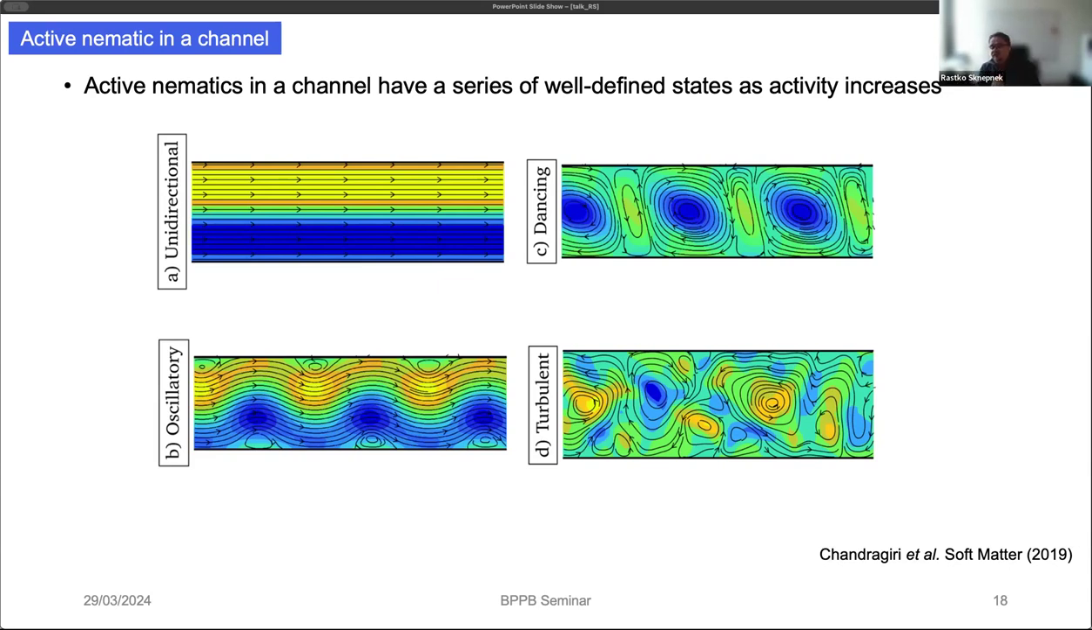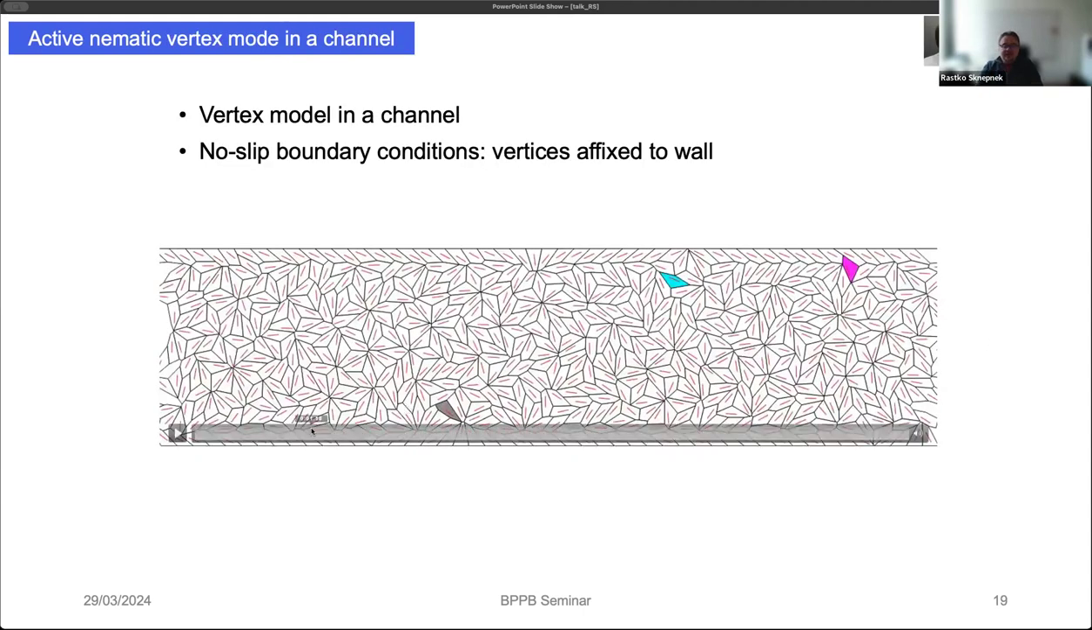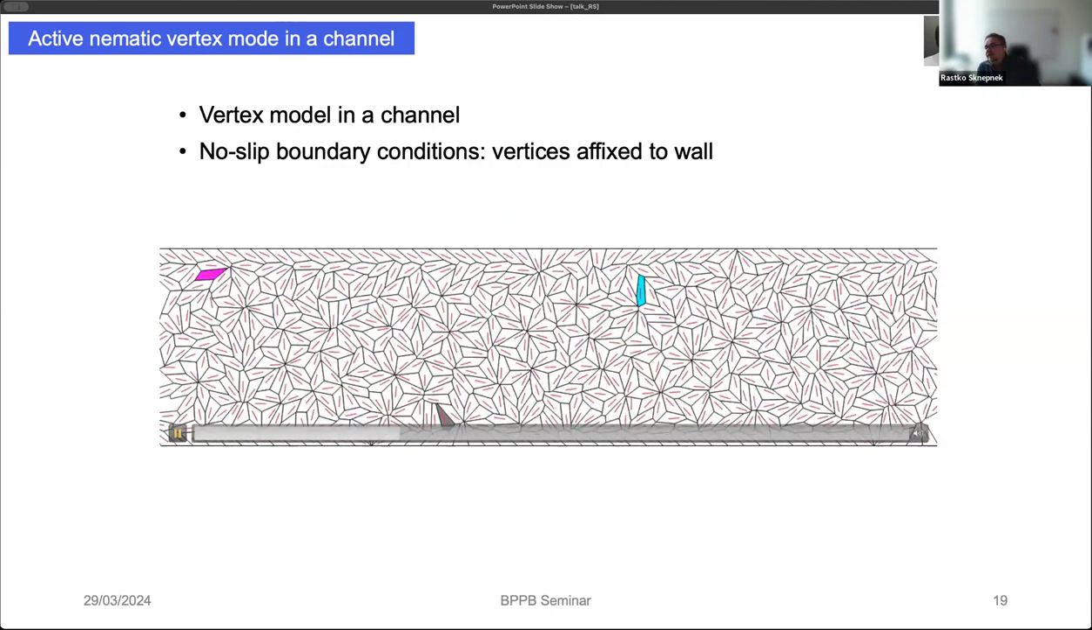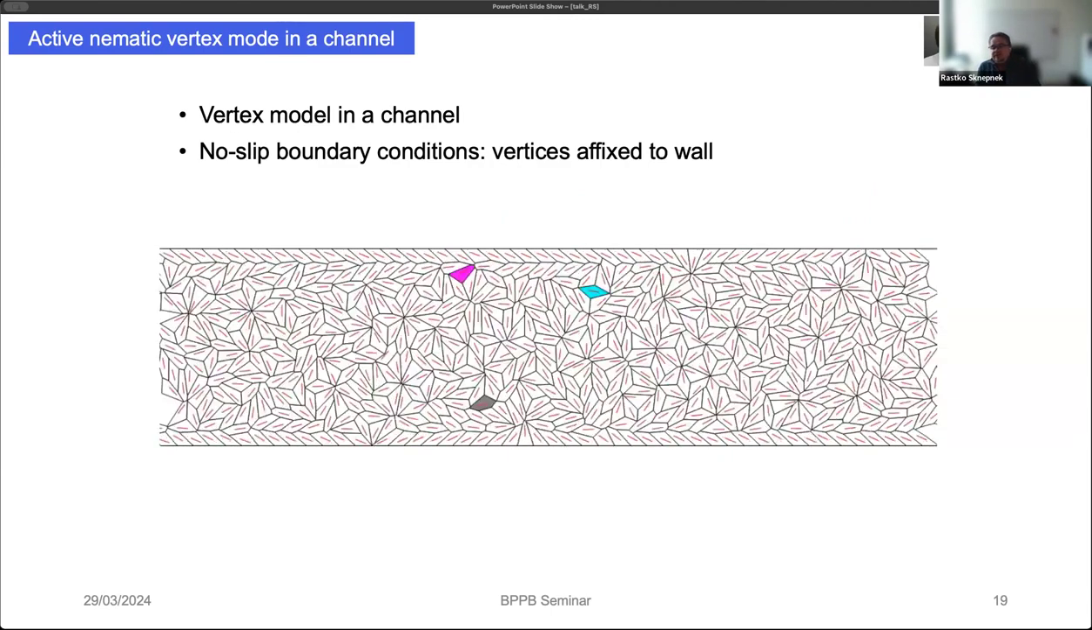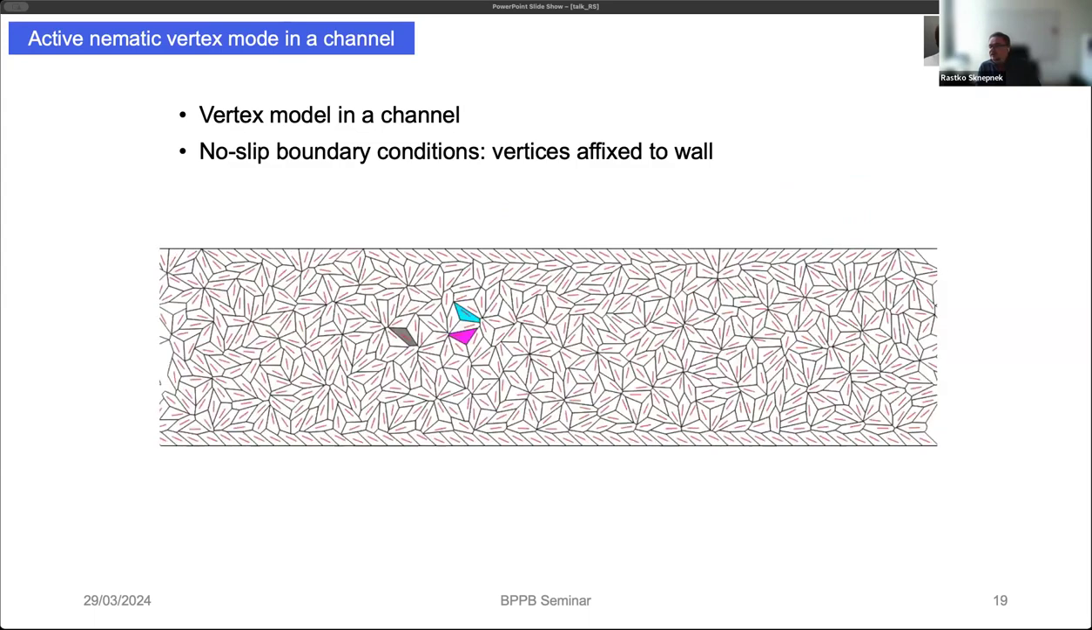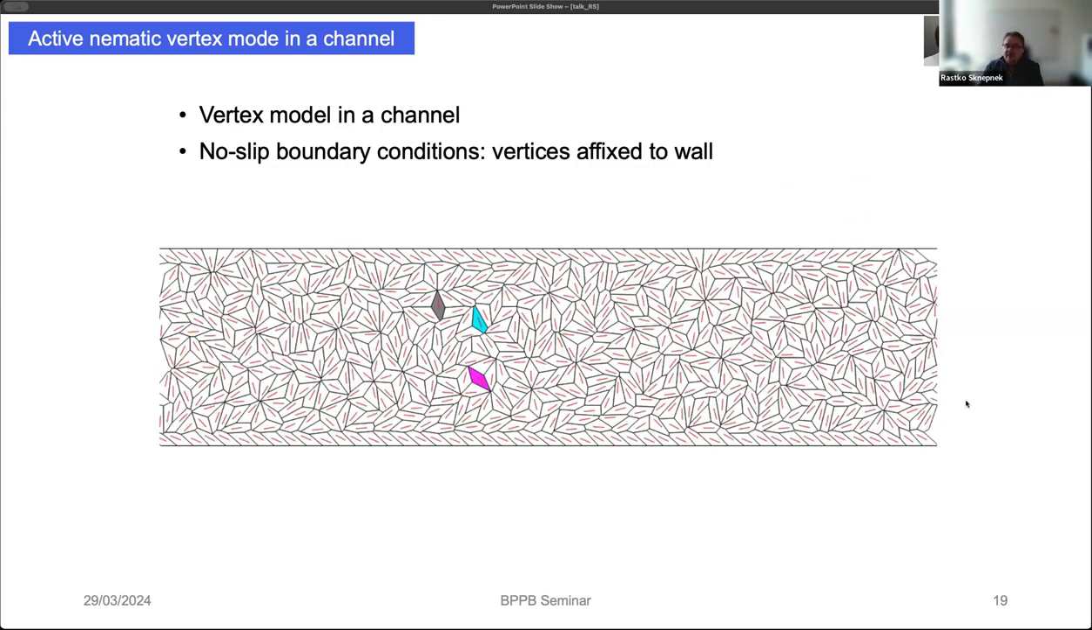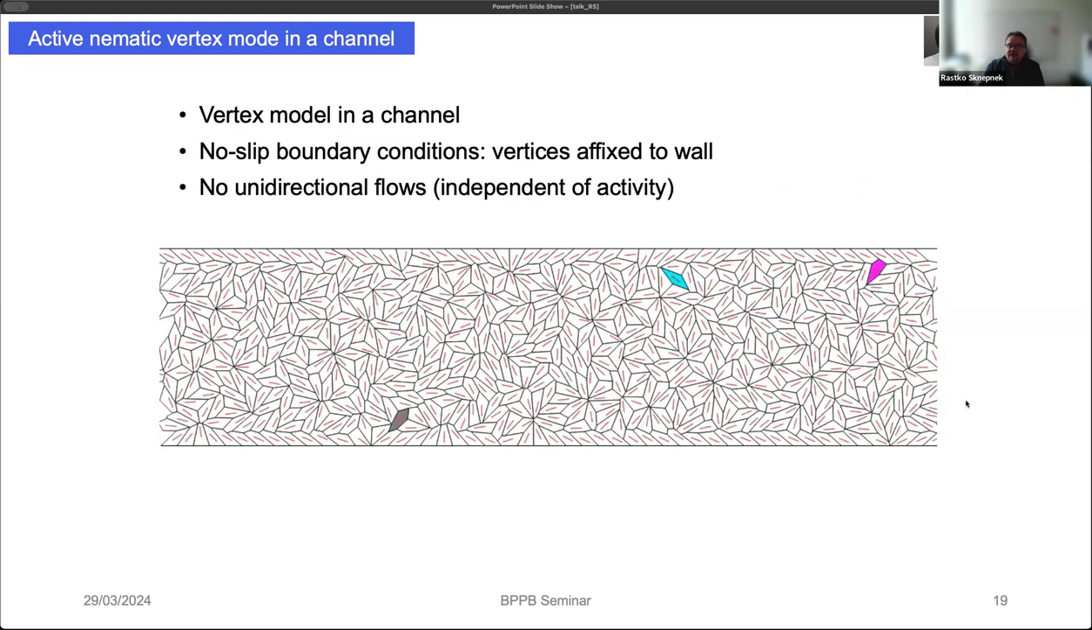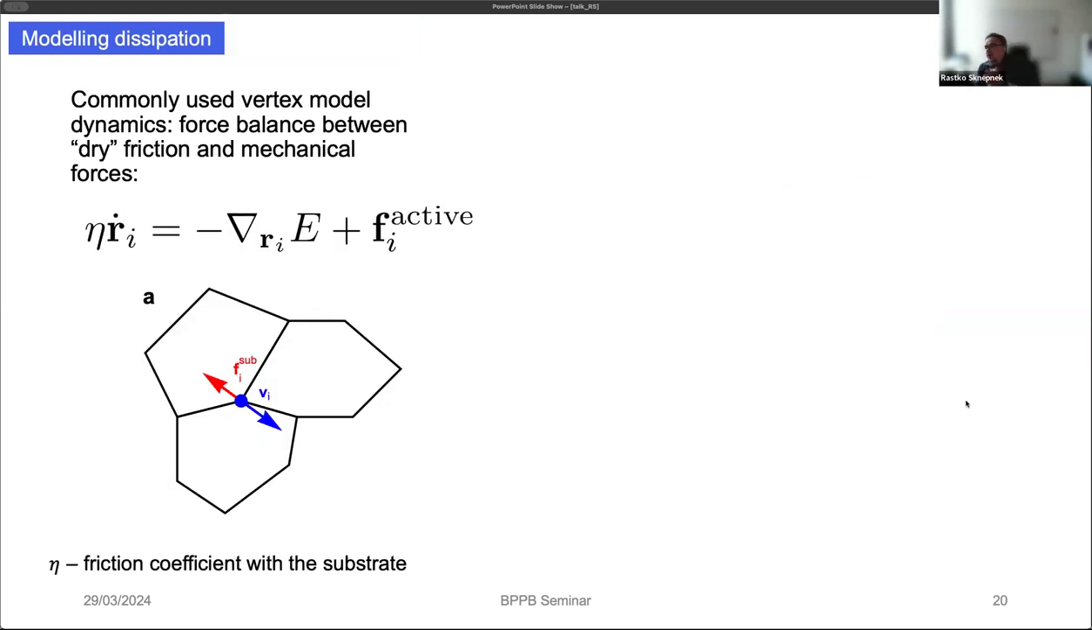you plot activity versus the width of the channel, you get all sorts of phases, from the instability to this bend, wavy-like behavior, to a vortex-like structure, to active turbulence. So the question was, what's going to happen if you put a vertex model into a channel? And unfortunately, not much happens, meaning cells are kind of dancing around, but there is no coherent flow. But then, as I said, one can now play with the left-hand side of the equation of motion.